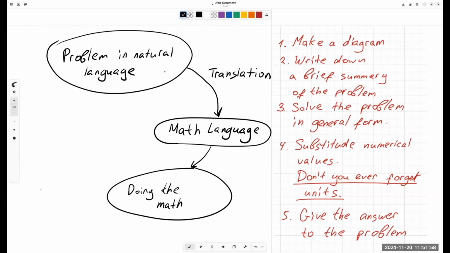And this abstract world of mathematics has its different laws, and these laws are never broken, by the way. This world is governed by strict logic. So you're doing the math, you're getting the result. And then you translate this result back to the natural language. Again.